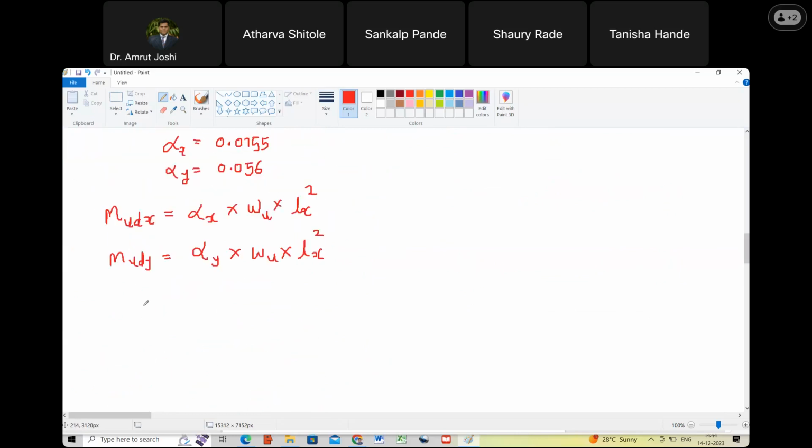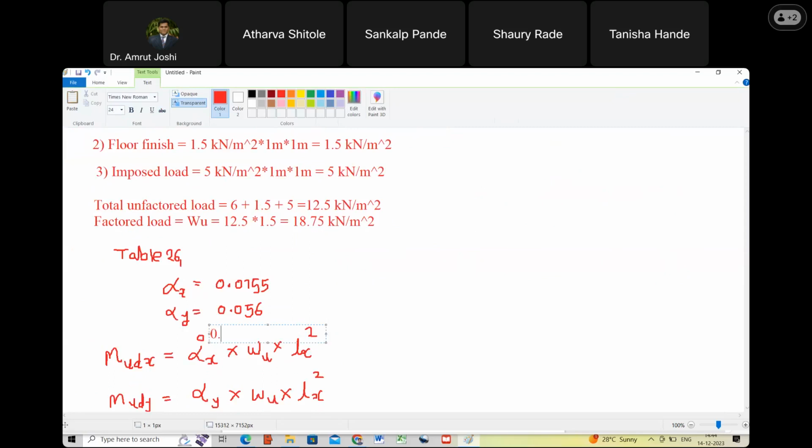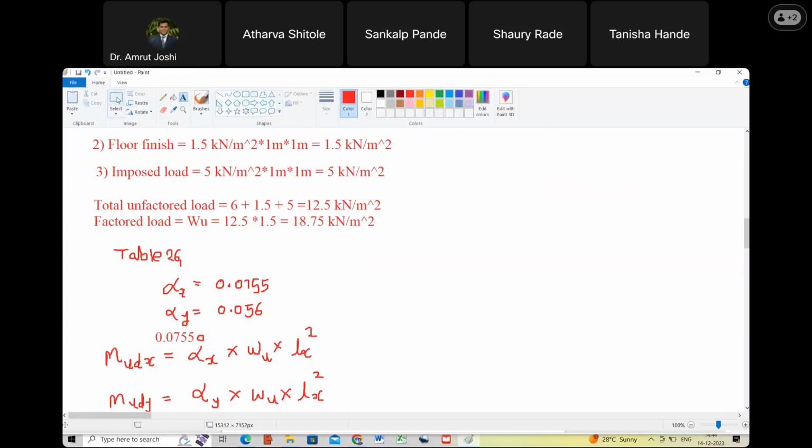So let us calculate this moment. How much is alpha x? 0.0755. This is alpha x. Happy? Yes, sir. Then can you tell me what is the value of Wu? Have we calculated Wu? Yes. Wu is 18.75. Happy? Yes, sir.